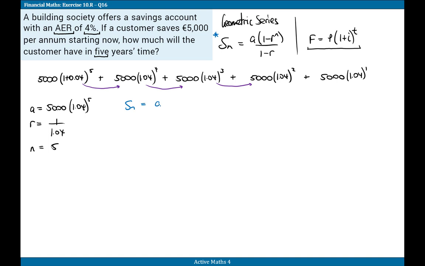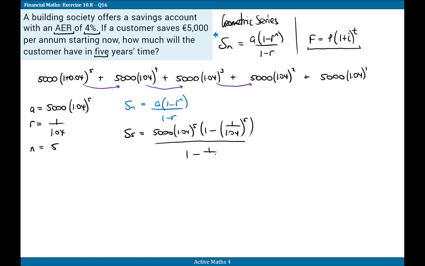So Sn is equal to the first term on 1 minus r to the power of n over 1 minus r. And the S of 5 would be equal to a, which is 5,000 on 1.04 to the power of 5, on 1 minus r, which is 1 over 1.04 to the power of 5, and that's all over 1 minus 1 over 1.04. Okay, so that's the setup. I'll throw this into the calculator in a second and we'll see what our final answer is. But that's how we would set up a question like that.